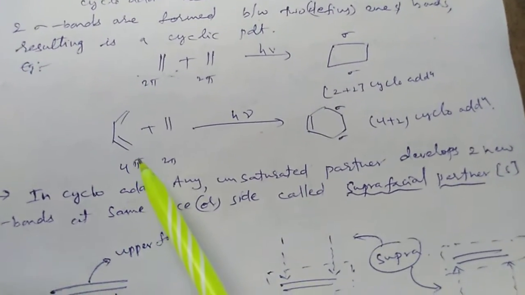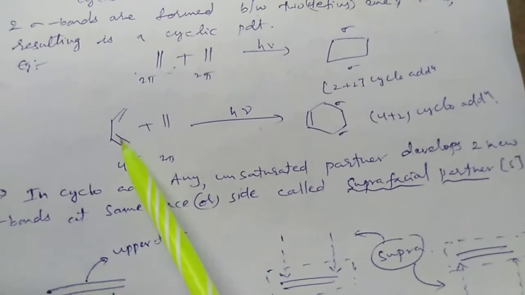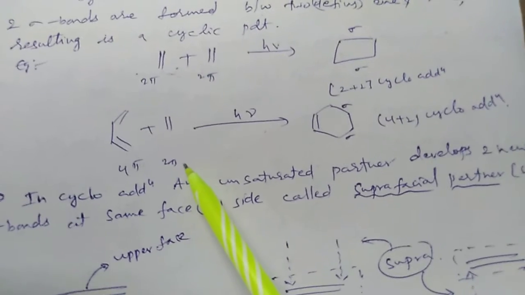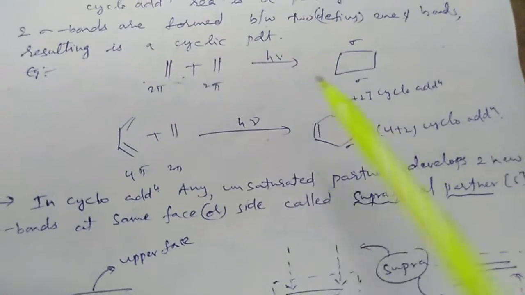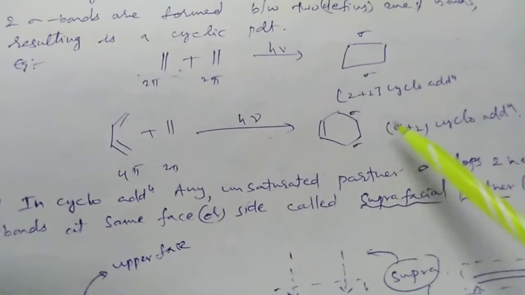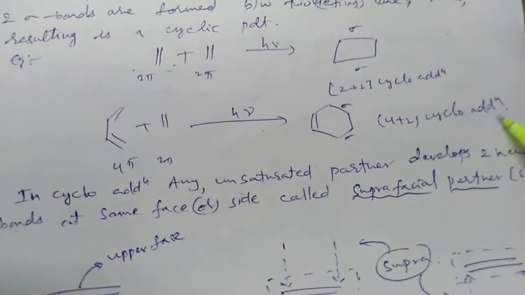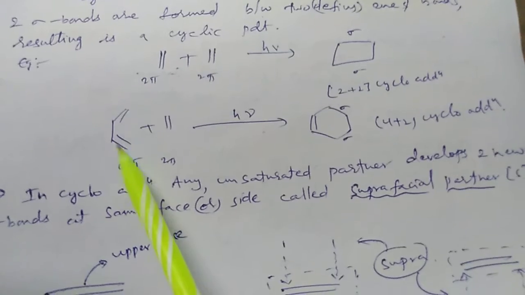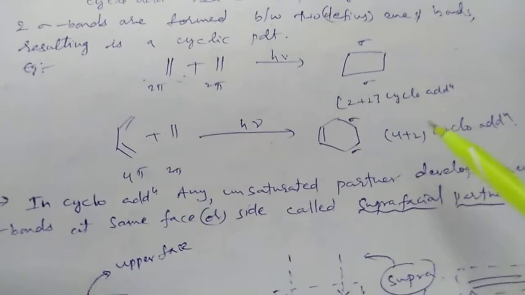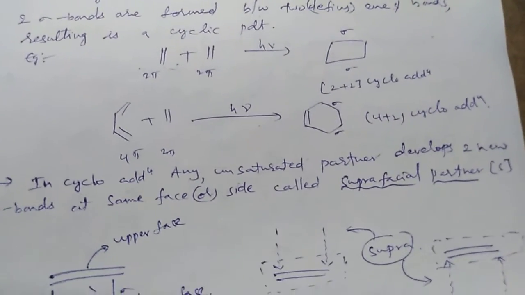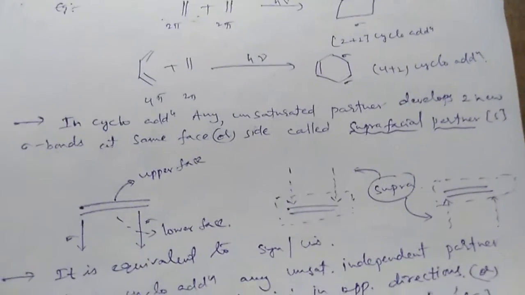And one more example: 4 pi electrons of 1,3-butadiene react with an ene, which has 2 pi electrons. In the presence of light, it gives cyclohexene. Here also two new sigma bonds are formed. It is a 4+2 cycloaddition because of the 4 pi electrons of 1,3-butadiene and the 2 electrons of the ene. So that's why it is known as a 4+2 cycloaddition reaction. Now we are explaining.